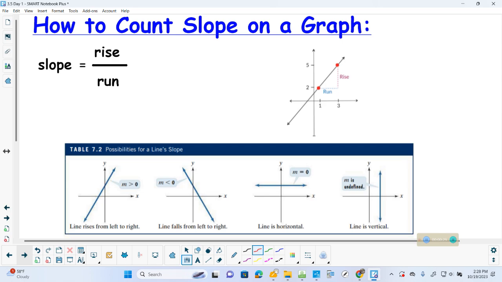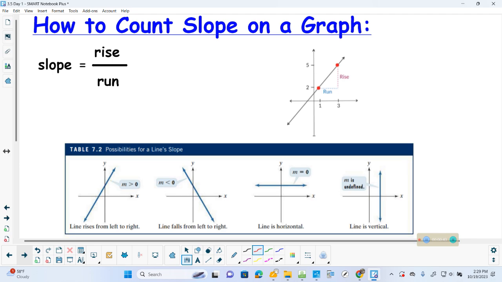Now, if you are on the graph grid, we're going to count the slope using rise over run. So you can see over here in the picture, just remember rise is vertical, run horizontal. Doesn't matter which point you count between. So I could start here at the bottom left and count to the top one. You'll get the same answer.